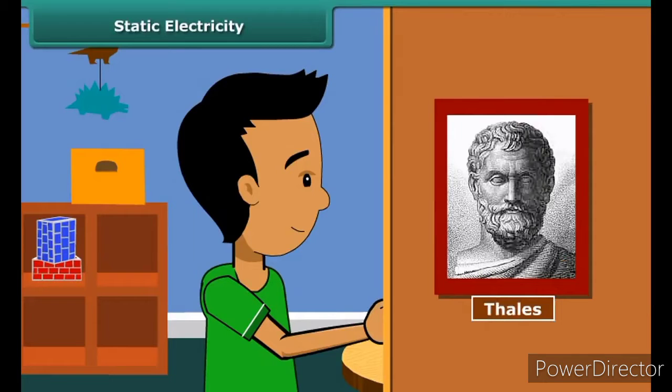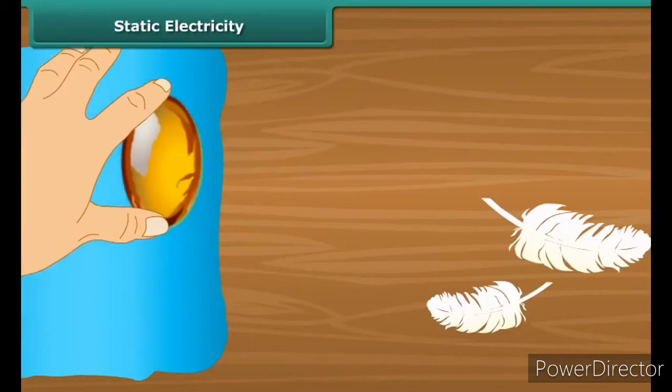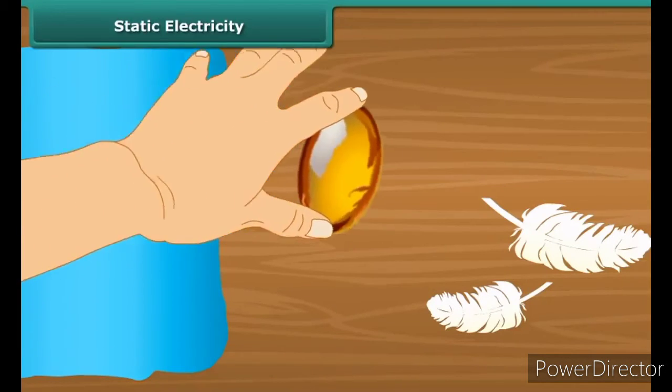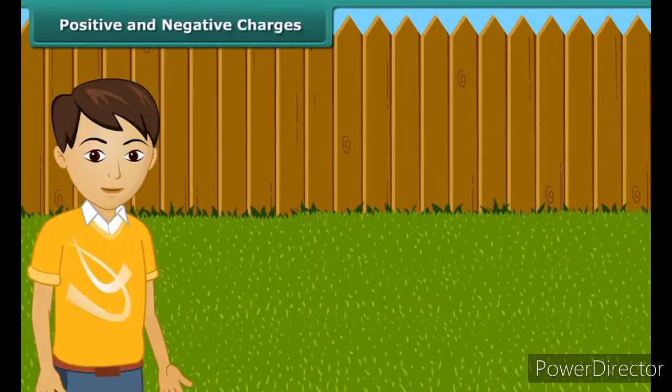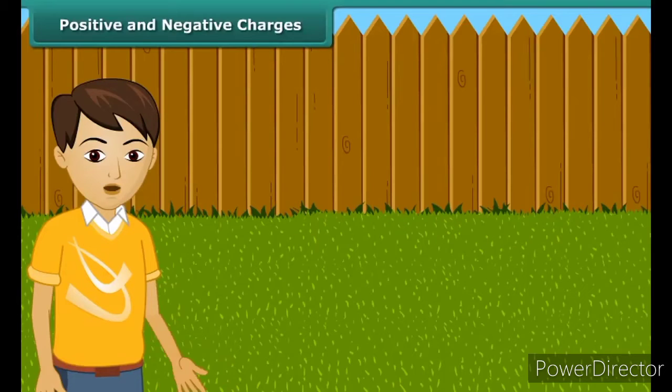The scientist that brought about this is called Thales. He discovered that when you use an amber to rub a piece of paper and touch it on a feather, the amber attracted the feather. So that generated what we call static electricity. Another real life experience of static electricity is what you're seeing in the lightning.